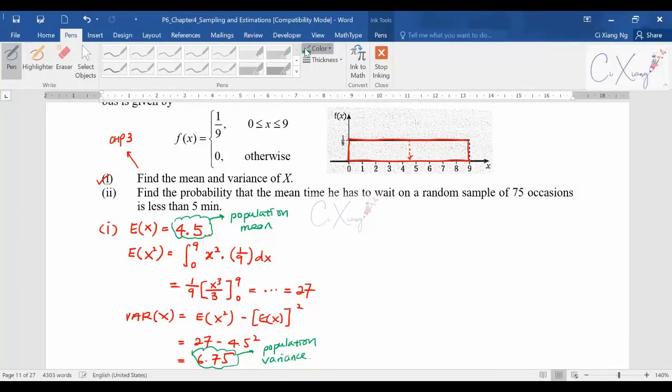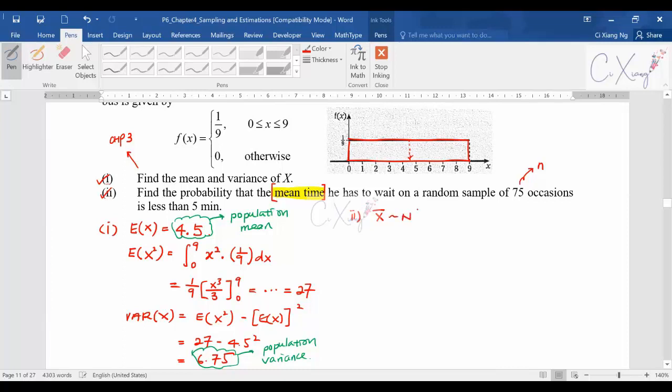Okay, all right. So now, first part, they ask you to calculate the population mean and variance. Then for the second part, find the probability that the mean time, okay, highlight the keyword here, mean time. So again, this question talks about the sample mean because you see the keyword mean time here. So the mean time he has to wait, on a random sample of 75 occasions. So the 75 is the n, is less than 5 minutes. So that means what? They want you to calculate the probability for the sample mean time, right?